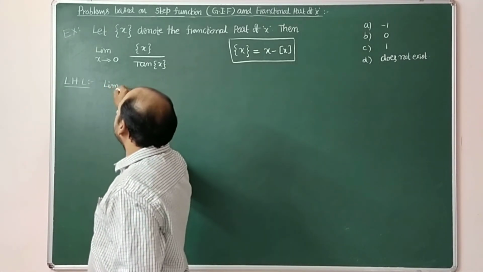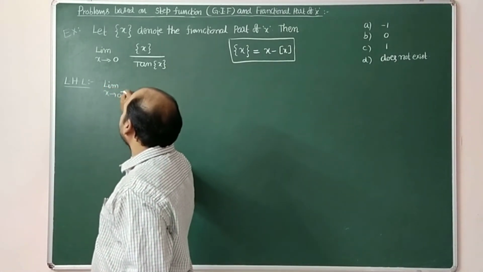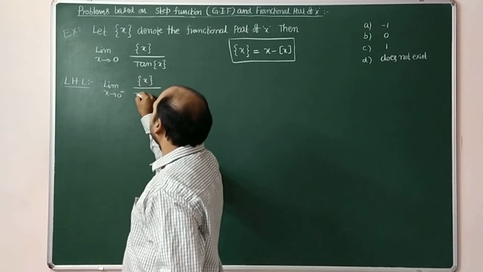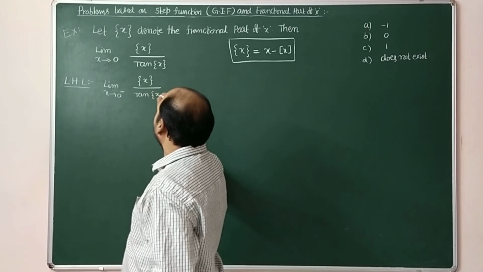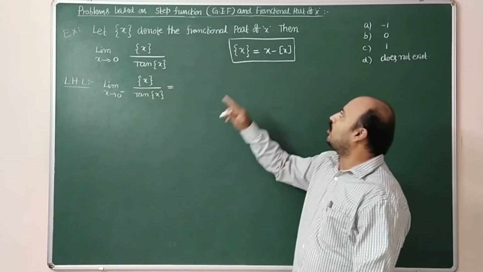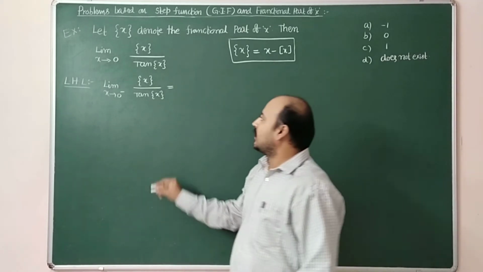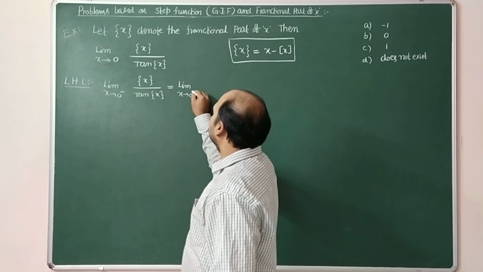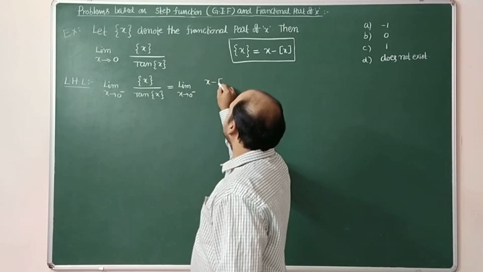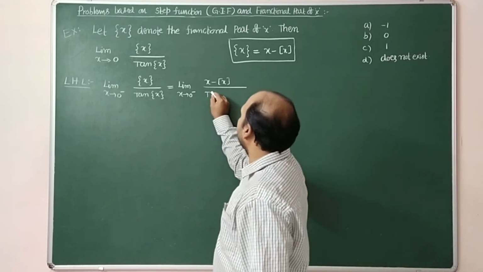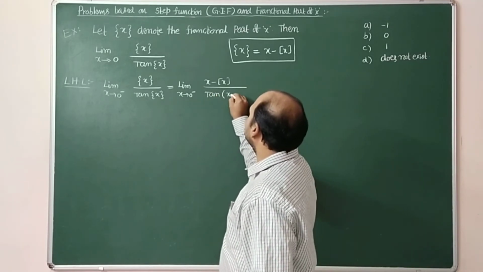So limit x tends to 0 minus, fractional part of x divided by tan of fractional part of x. Wherever the fractional part of x is there, you have to write it as x minus step x. So limit x tends to 0 minus, x minus step x divided by tan of x minus step x.